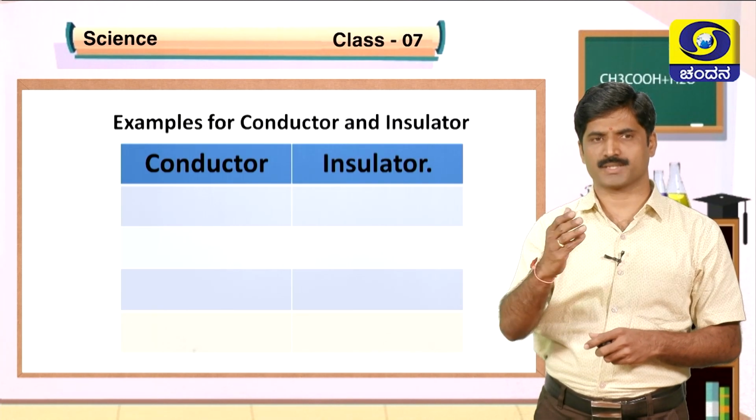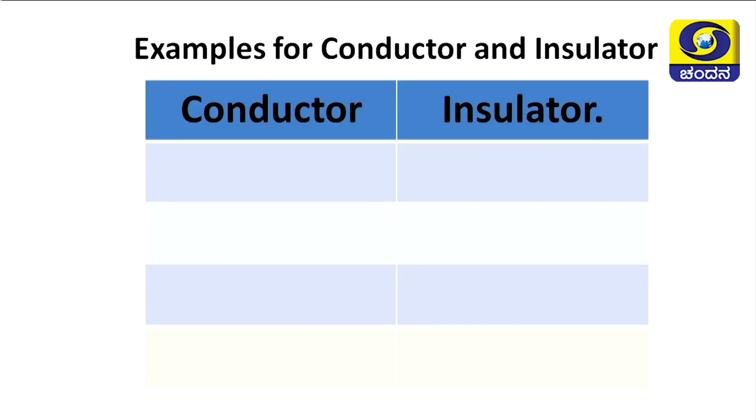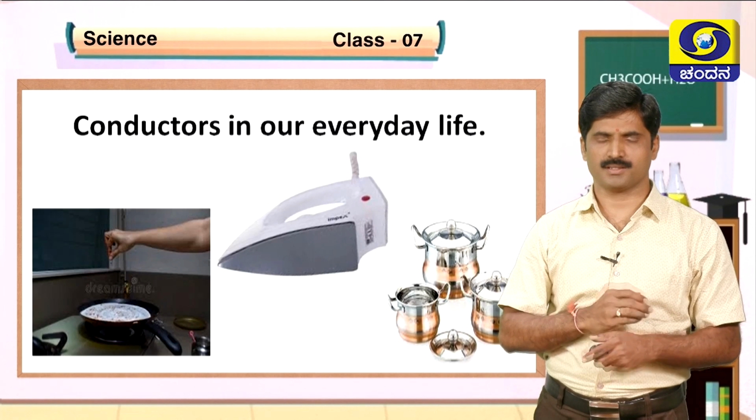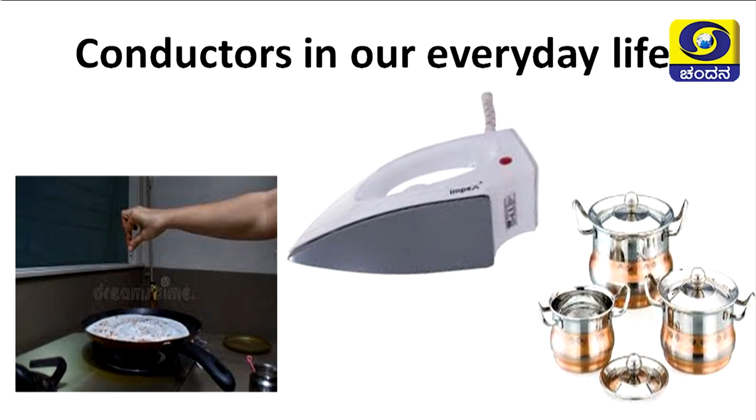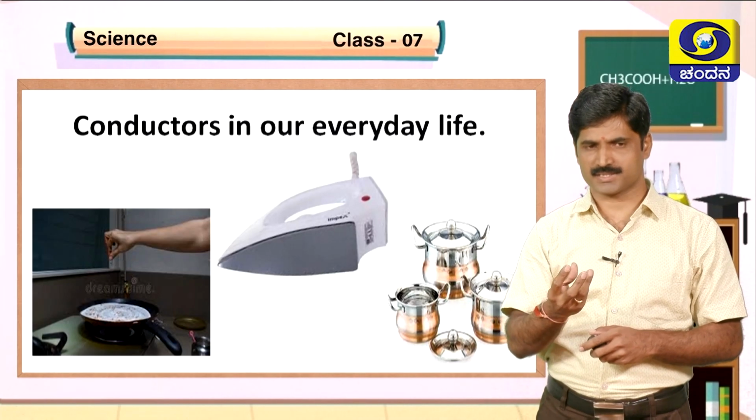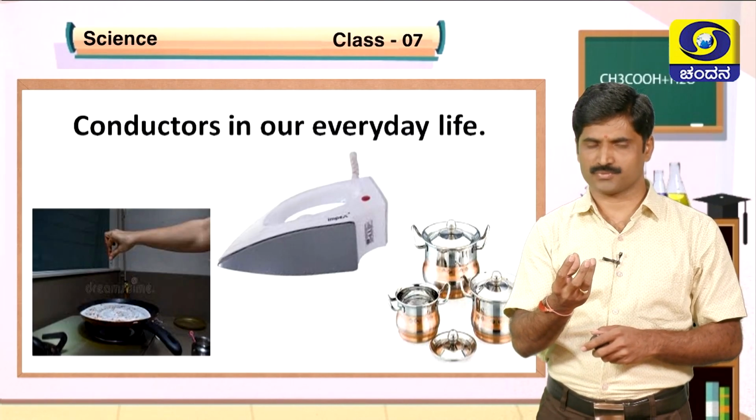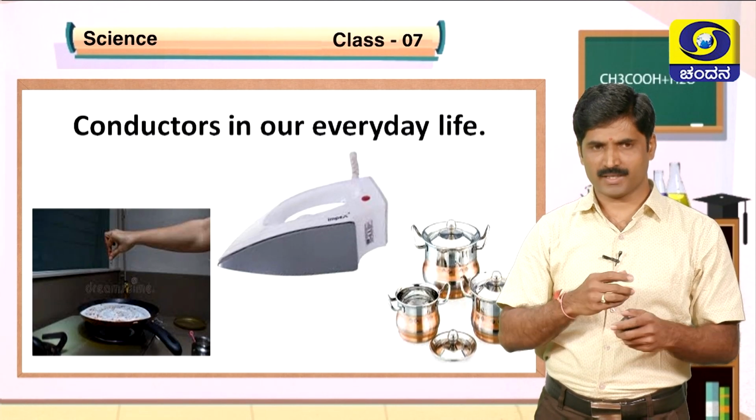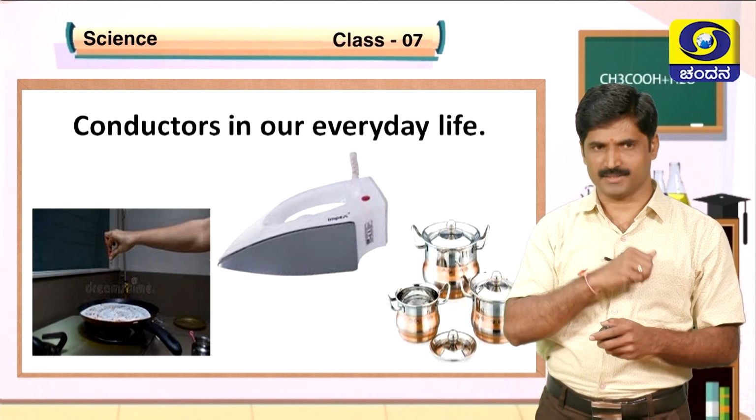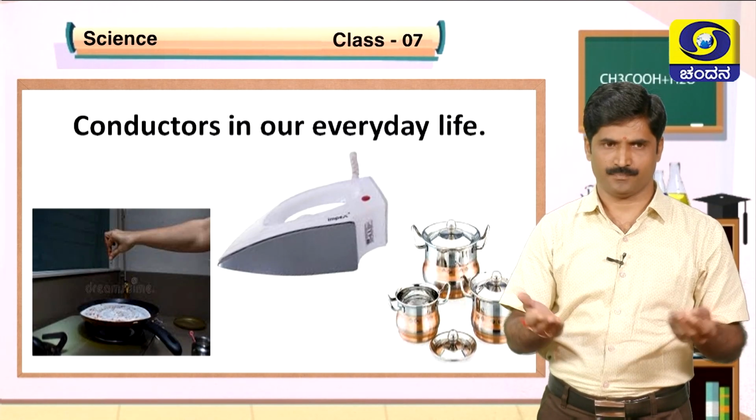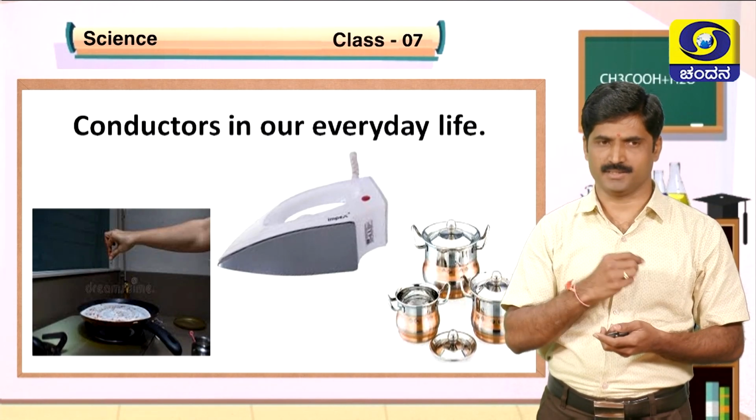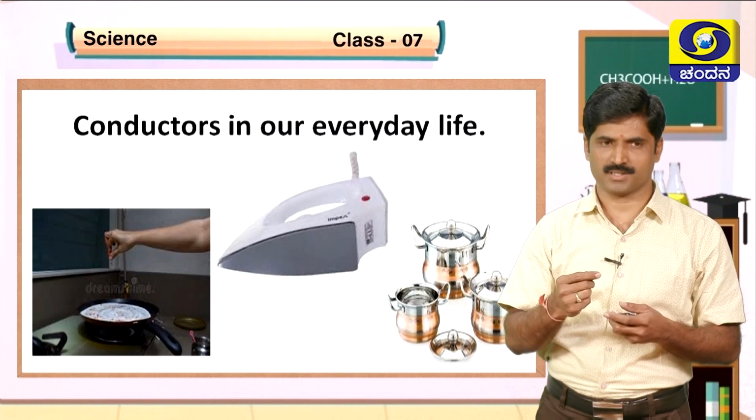List out some more examples for conductors and insulators. Conductors in our everyday life. In the first picture, you can see a delicious dosa is being prepared for you. You can see the flame is touching only a small part of the pan. Then how is the entire dosa getting the heat? Because we know the pan is made of metal and it can conduct the heat. So, the entire dosa gets the heat.